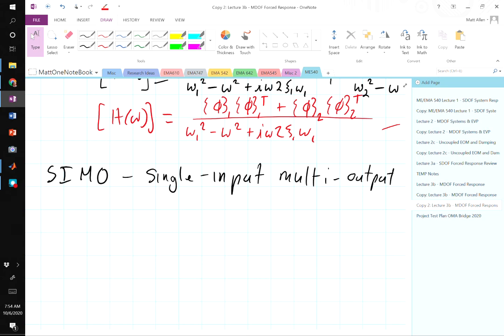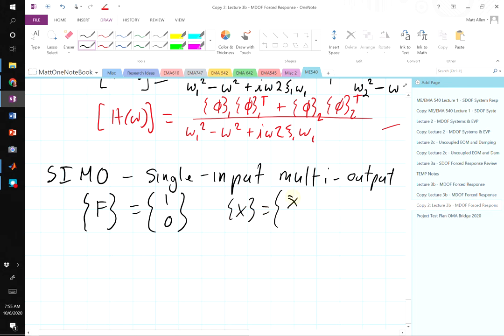So in this case, we're going to apply a force at one point, single input. So let's say we apply a force to the first mass. But then we're going to measure the response at all of the points. So we're going to have x1 and x2. And you could generalize this. You could apply the force at any point for a multi-degree of freedom system.